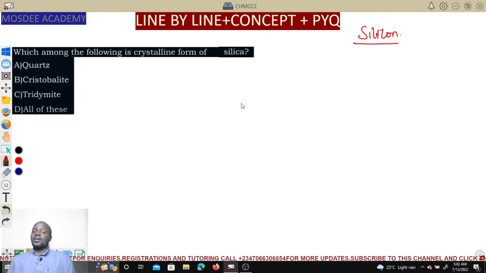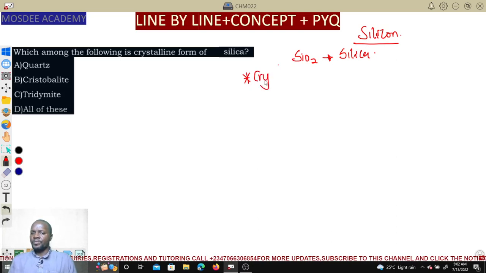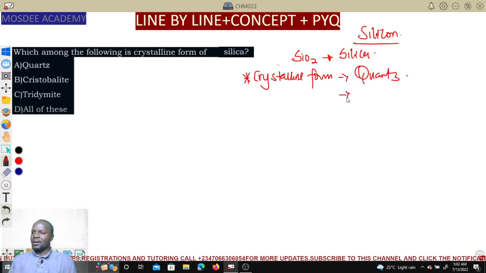So we said silicon is the second most abundant element in what? On the Earth's surface. Most of the silicon is seen as silicon dioxide, SiO2, which is commonly known as silica. Now most of them exist in what? In crystalline form. They call it crystallography. Most of the crystalline forms of silicon are the ones you guys know very well. Quartz. Excuse my spelling, my spelling is wrong. We have cristobalite.